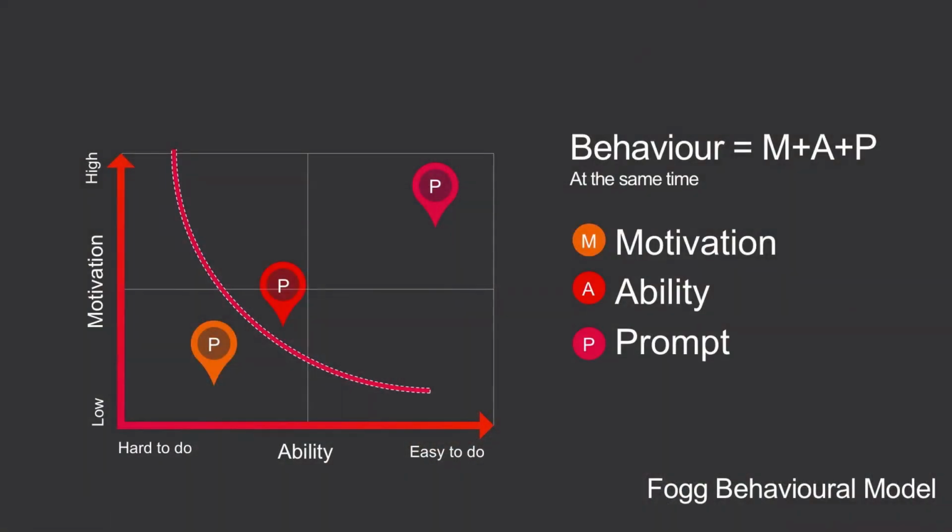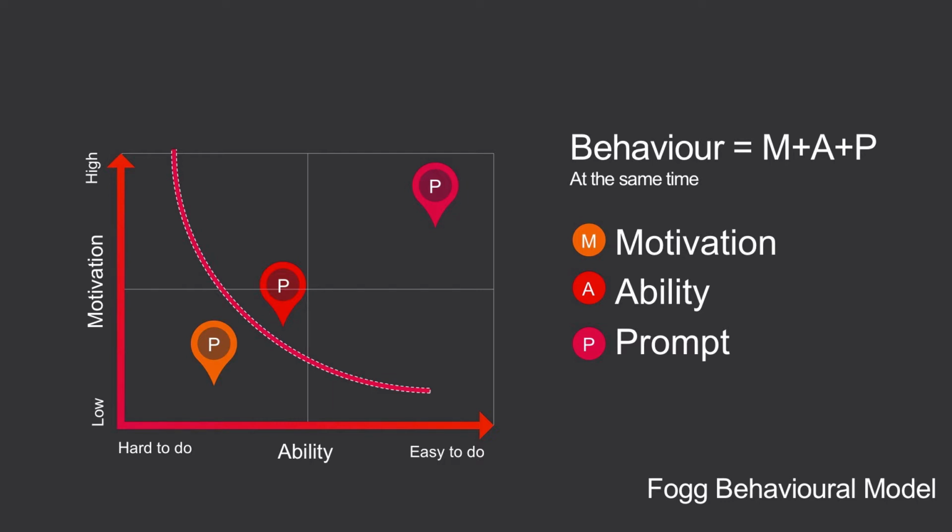BJ Fogg's behavioural change model is quite simplistic to understand. I like it for that reason. I think it's highly applicable to the fitness industry, and I do think it should replace some of the more complex and burdensome models that a lot of people are trying to use. Now, as a model, it's fairly simple.